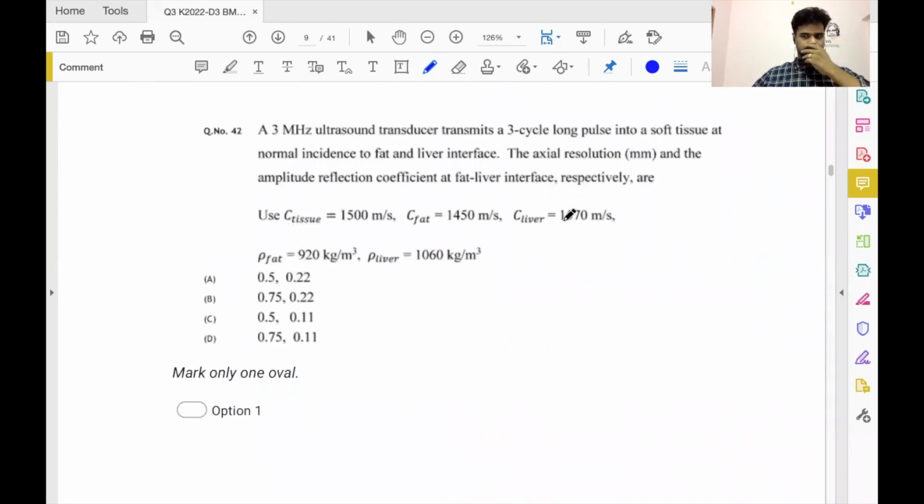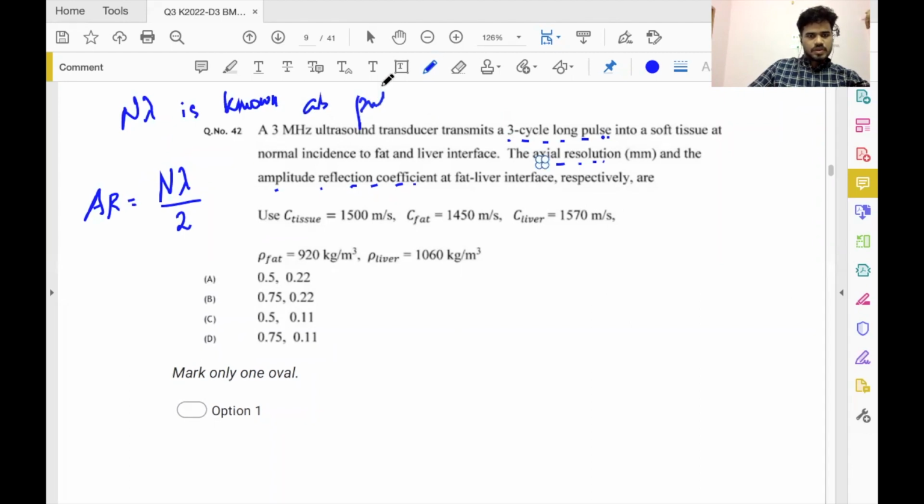Okay, ultrasound transducer is this. So quickly, formulas for axial resolution and amplitude reflection coefficient. It's very, very simple, right? Axial resolution is half of the pulse length, which is n lambda by 2 for an n-cycle pulse. So if it is 1 cycle long, it's just lambda by 2. If it is 3 cycles long, n lambda is known as the pulse length.